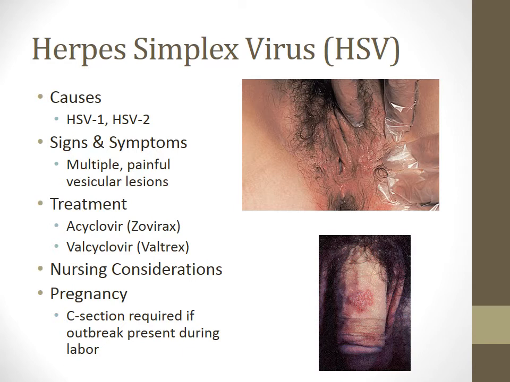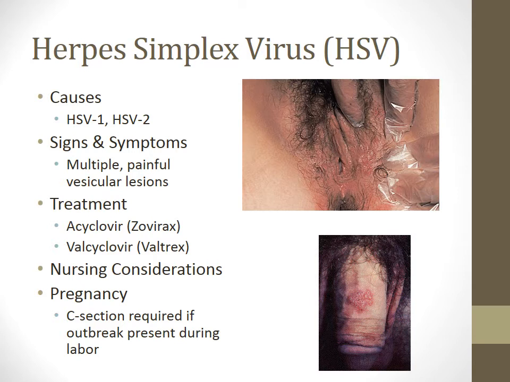Any contact with mucous membranes or breaking the skin can cause transmission, and transmission can occur even without an active outbreak. There are many people that think they can only transmit it if there's an active outbreak, and that is not the case. It can be transmitted even without an outbreak. One out of every six people have this. This is another common disease. Signs and symptoms include multiple painful vesicular lesions, mucopurulent discharge, headache, fever, and malaise.